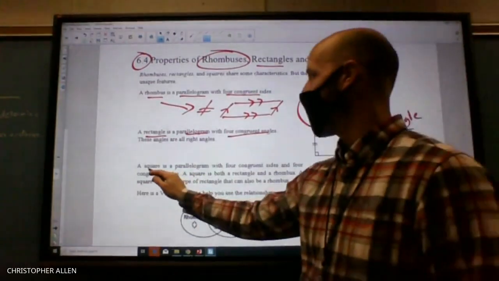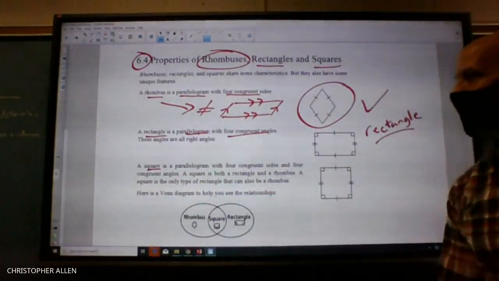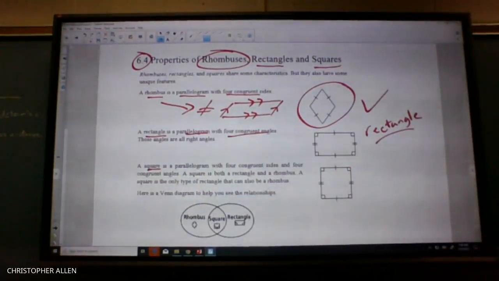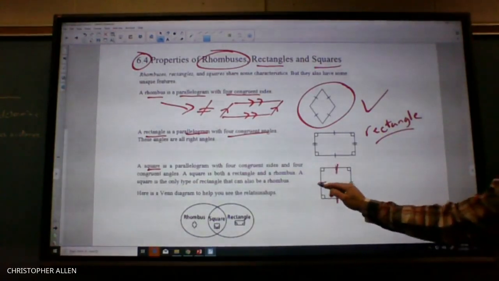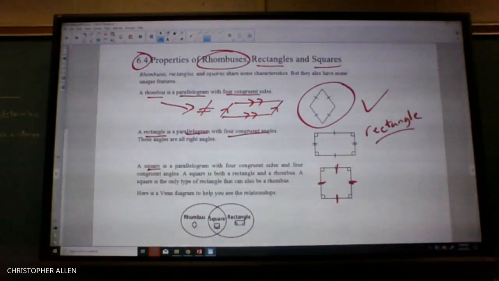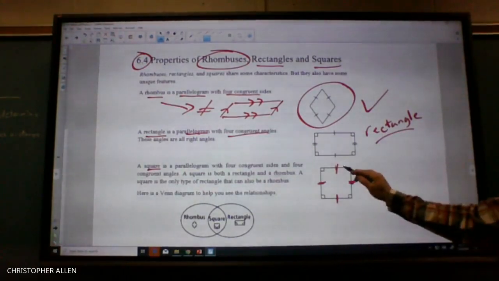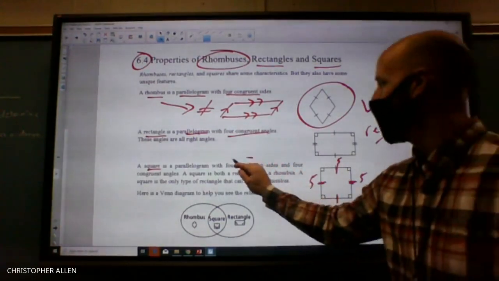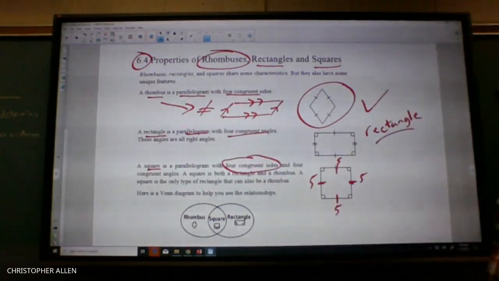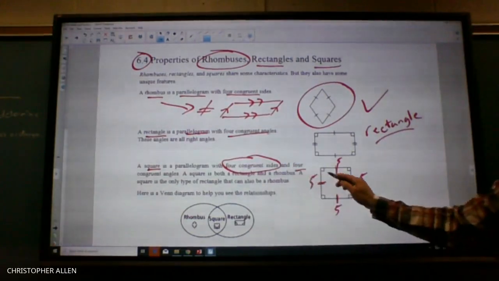Finally, we have a square. A square is a parallelogram with 4 congruent sides. And actually, this should be marked. All of these are exactly the same length, so fix your notes there. These are all the same. So we'll say that's 5, that's 5, that's 5, and that's 5. So you need all 4 congruent sides and 4 congruent angles.